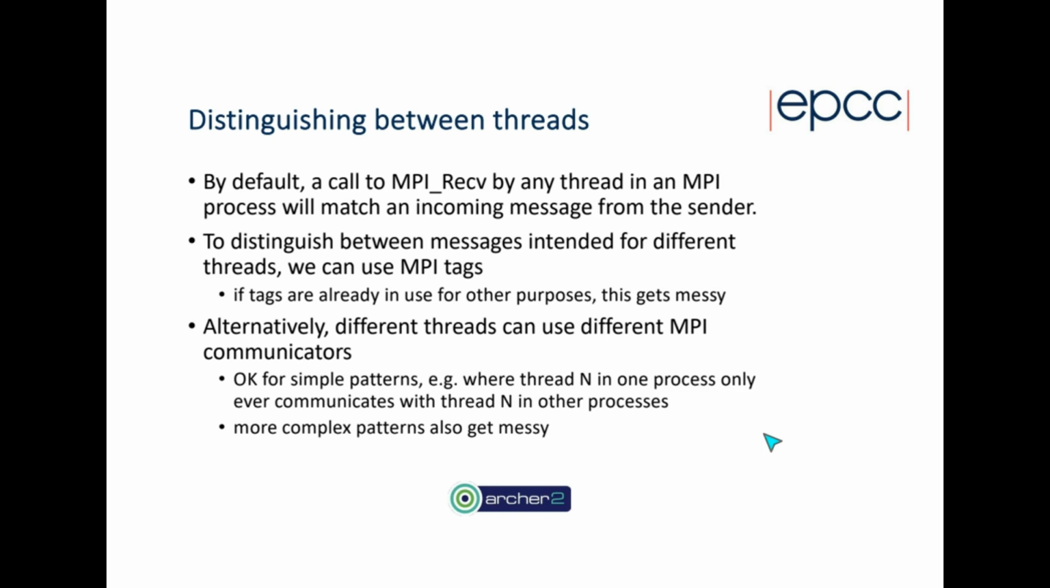It's also possible for different threads to use different MPI communicators and to distinguish like that, which works for some patterns but not others. So your classical halo swapping problem is not easy to implement like this. It works where thread n in one process only ever communicates with thread n, the corresponding thread in another process. Then you can do it with communicators, so every thread can use a different communicator. But a lot of communication patterns don't fit that very nicely.